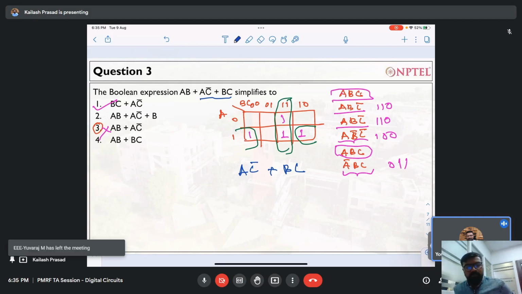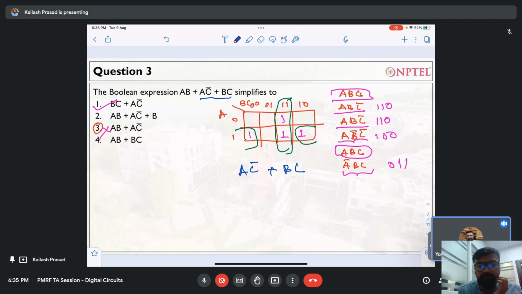Anybody wants to give me an idea, if I have to attempt this with the algebraic method, how will I do it? One of the students has asked whether I can do it with the algebraic method. Anybody wants to give me an idea?